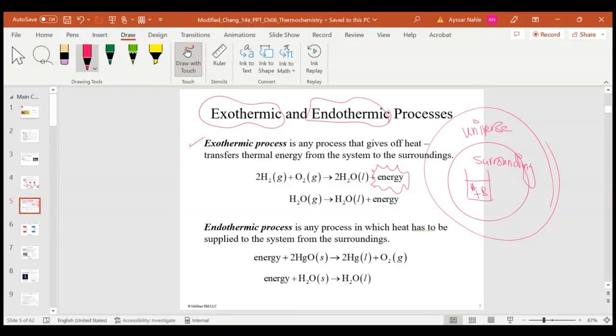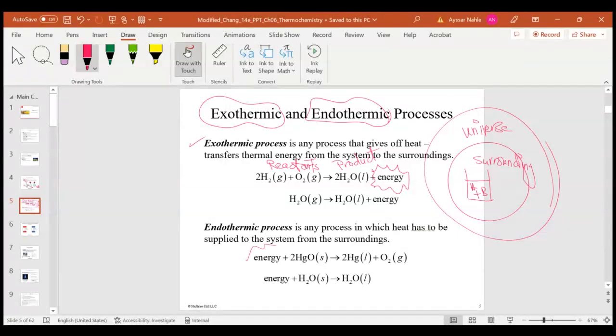Okay, if the energy is coming out, remember one thing: on the left-hand side we have reactants, and on the right-hand side we will have the product. And this is actually how we write a chemical equation. If the energy is a product, it means the energy is being released. That means we call it exothermic reaction.